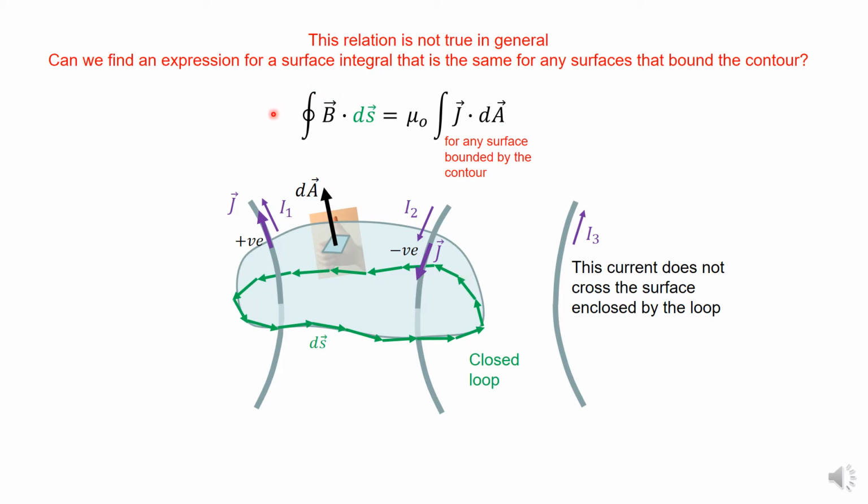So the question we asked last time at the end of the video was, can we find an expression for a surface integral that is the same for absolutely any surface that you choose that's bounded by the same closed contour? Is it possible to find an integration like this, a surface integral like this? The answer is yes.